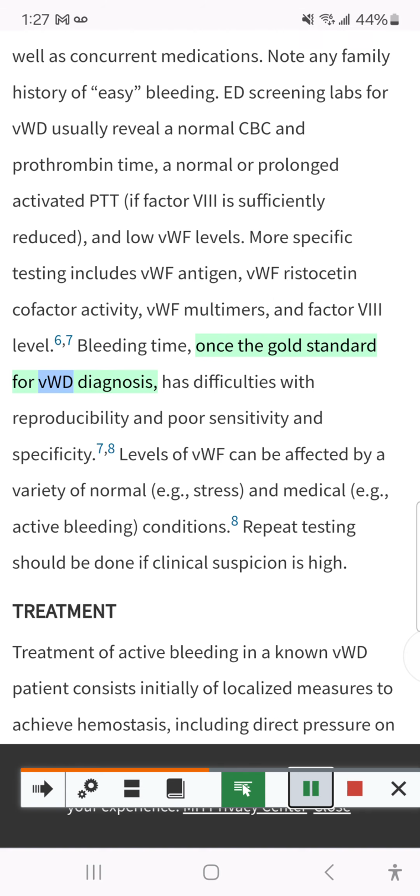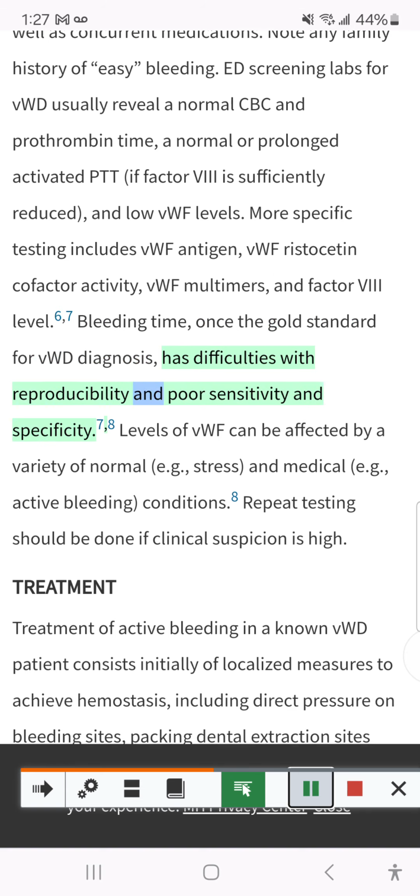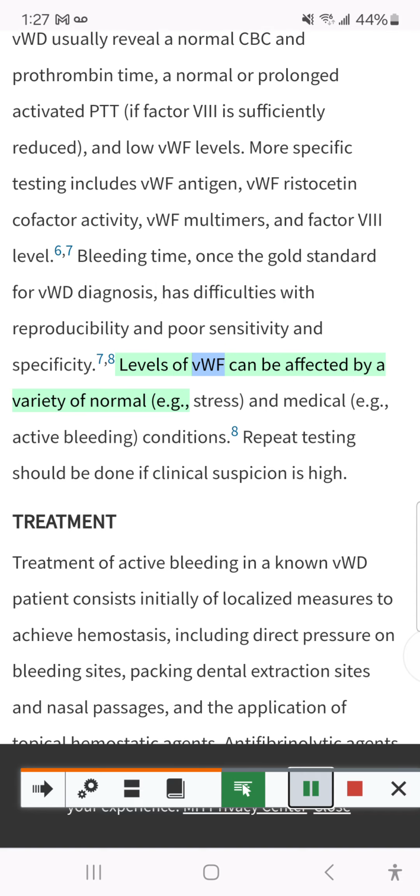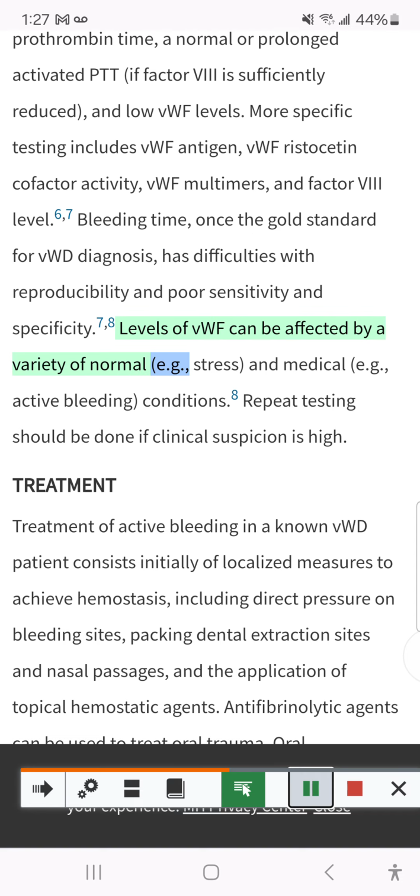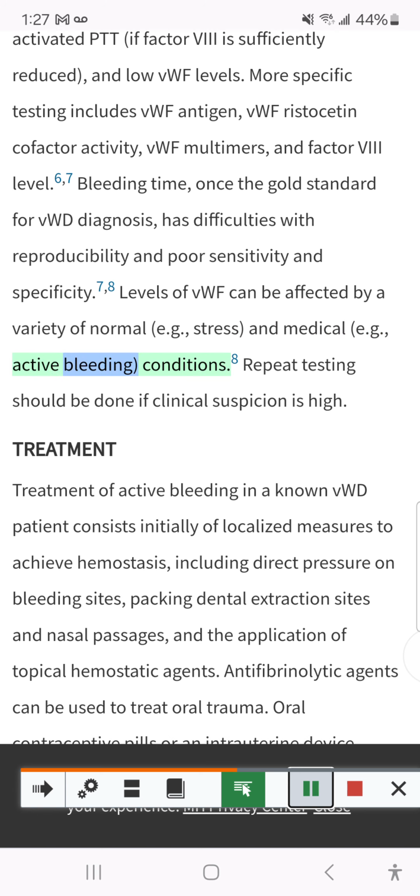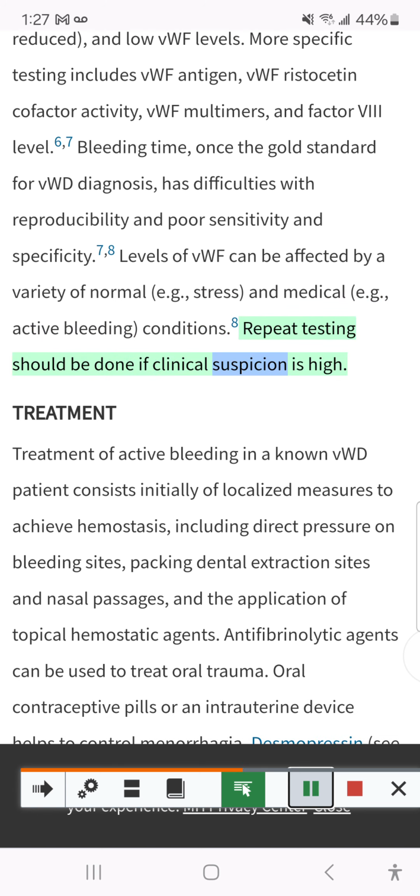Bleeding time, once the gold standard for VWD diagnosis, has difficulties with reproducibility and poor sensitivity and specificity. Levels of VWF can be affected by a variety of normal, for example, stress, and medical, for example, active bleeding, conditions. Repeat testing should be done if clinical suspicion is high.